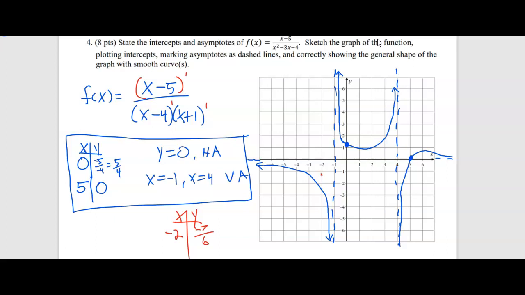And then if we plug in positive 6, we would get 6 minus 5 is 1. 6 minus 4 is 2, 6 plus 1 is 7, 2 and 7 is 14. Positive 6, it's really not very far up off the x horizontal asymptote, but it's still above, which we have the general shape mimicking. So hopefully this helps you get quick sketches of these types of graphs.